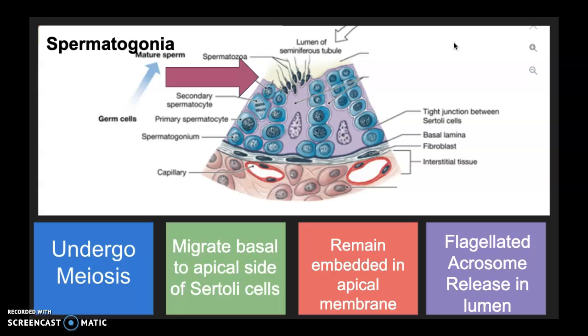Completely mature sperm are not actually created here in the seminiferous tubule. Instead, once these spermatids have undergone these maturation steps, they are released into the lumen of the seminiferous tubule, and they will continue maturing as they travel through the epididymis, roughly taking about 12 days to become fully matured functional sperm cells.